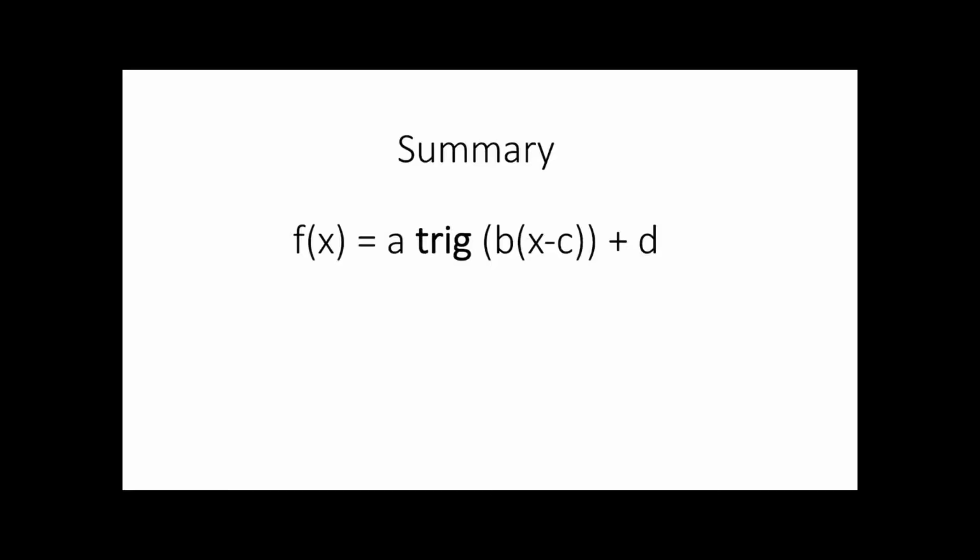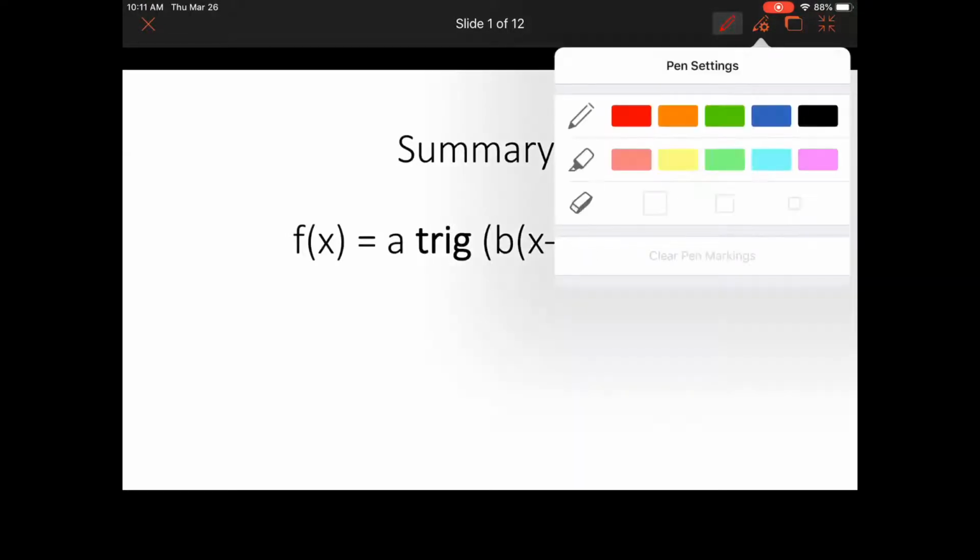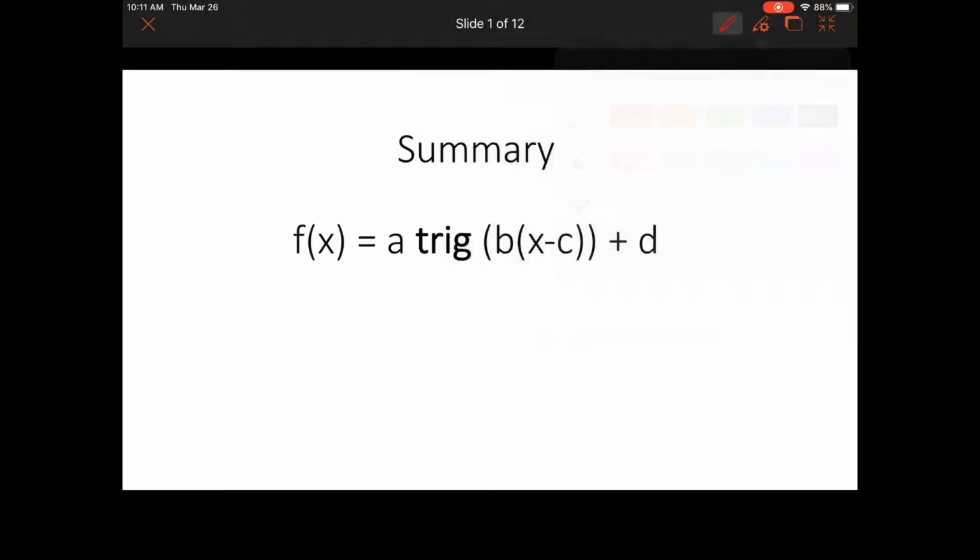All right, this is the summary to sort of tie everything together and conclude what we've been doing with these trigonometric transformations and what the graphs of these functions look like. So our a value, we know, is responsible for a vertical stretch. So we could say vert stretch.